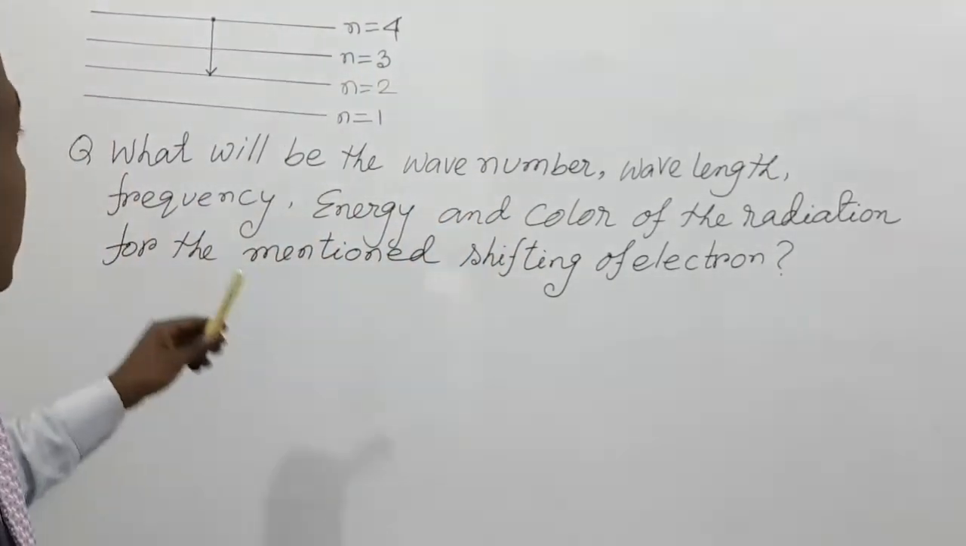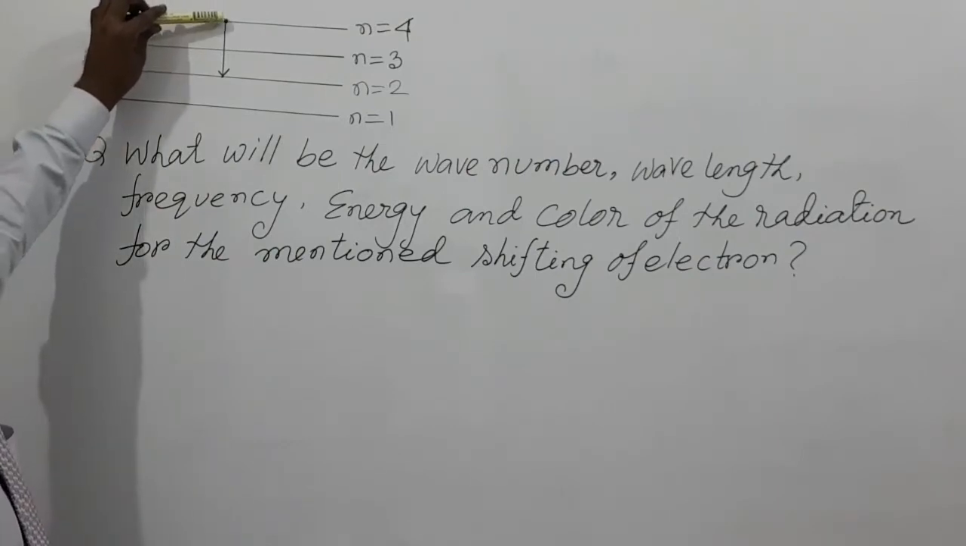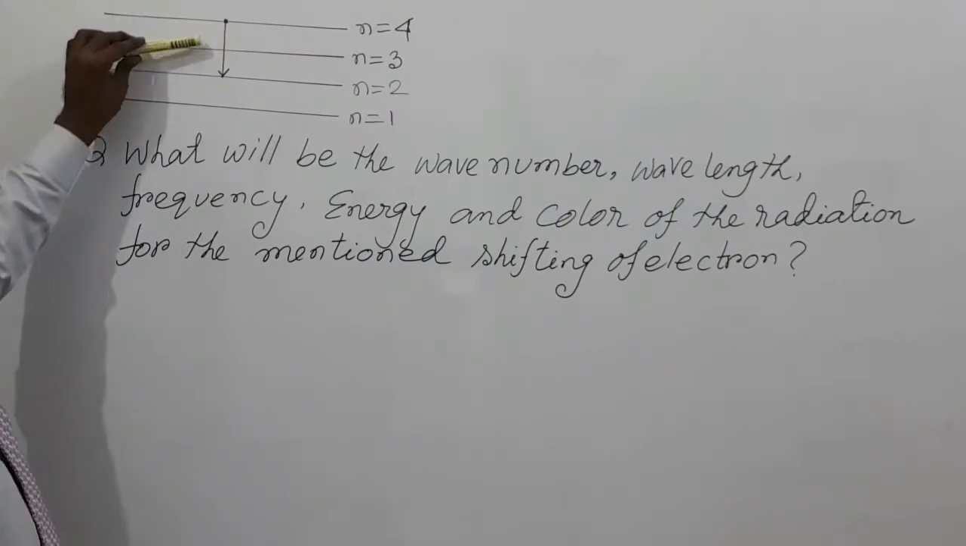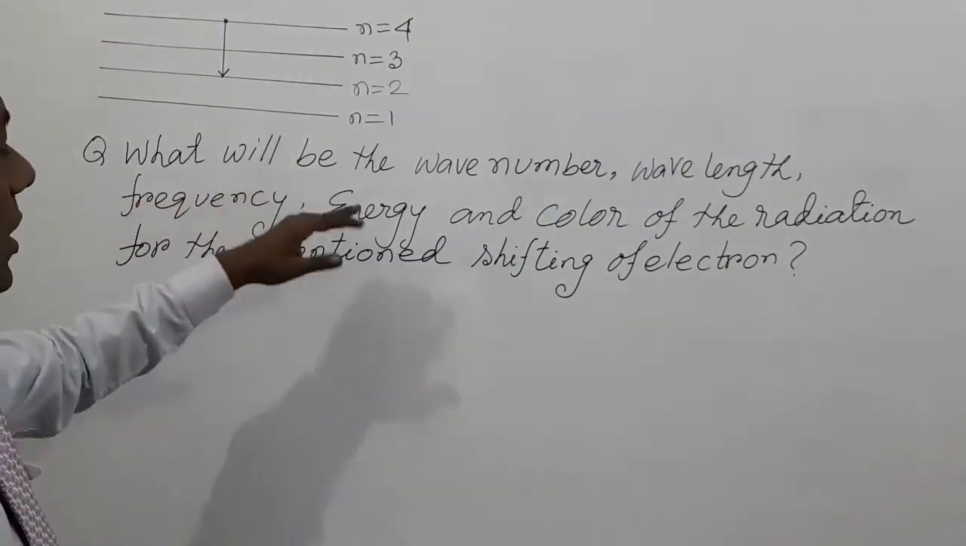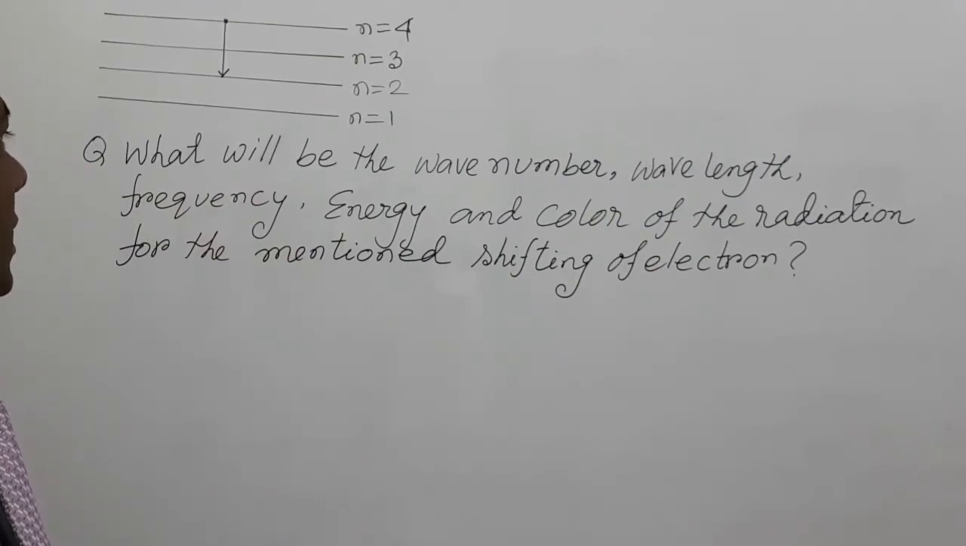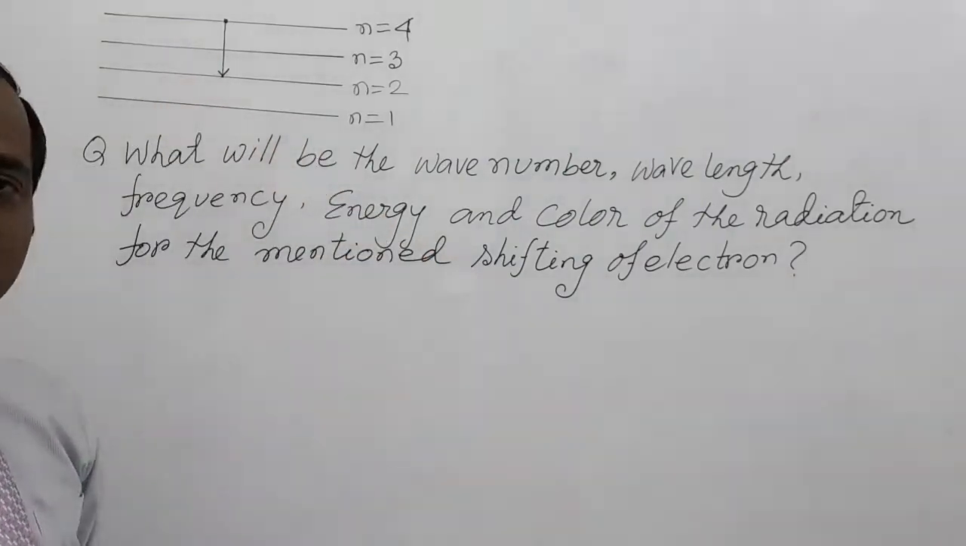Here we see shell number 1, 2, 3, 4, and the electron shifts from shell number 4 to shell number 2. Our question is, what will be the wave number, wavelength, frequency, energy, and color of the radiation for the mentioned shifting of electron?